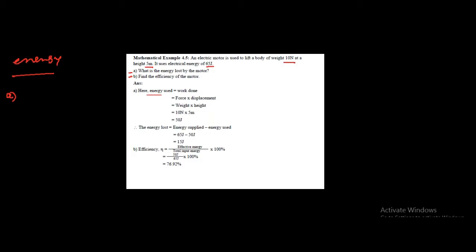So in this problem, if this is a body, this will lift from point A to point B, and the height is 5 meter. So from point A to point B, the energy used to lift the body is 65 joule.